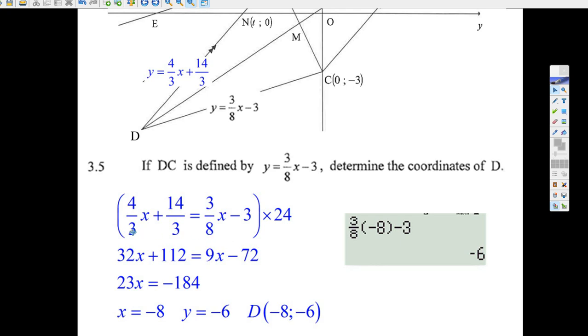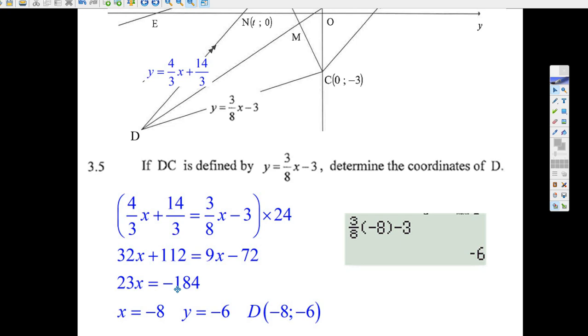But I don't. Look at all these fractions, 3 and 8. If I take the least common multiple of 3 and 8, it's 24, and I multiply everything by it, it makes this question way easier. 24 times 3 is 72. 24 divided by 3 is 8, times 3 is 9. 24 divided by 3 is 8, times 14 is 112. You can go 4 over 3 times 24 on your calculator. You'll see it's 32. Now I subtract 9x, I subtract 112.